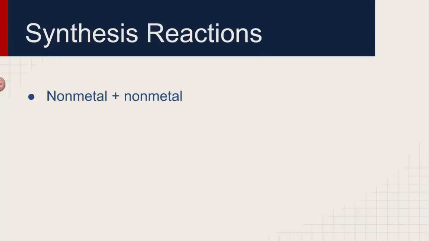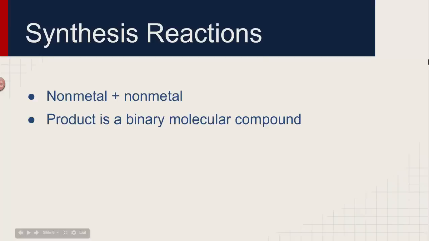Okay? If you have a nonmetal and a nonmetal, the product will be a binary, 2 elements, molecular compound. Okay? Now there are a lot of molecular compounds. We've studied a good number of them. All you need to do is pick one that contains the 2 nonmetals that you started with. Pick one that you know and use that one.